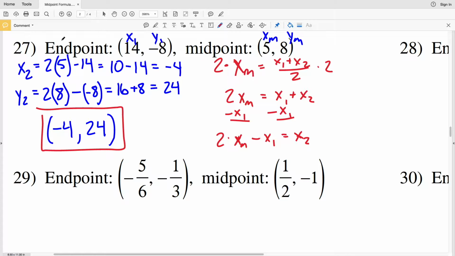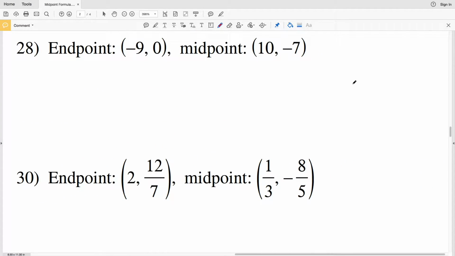So let's continue using this way, since our midpoint formula is written in a way that's equivalent to our endpoint. So again, remember x sub 2 and y sub 2. X sub 2 is equal to 2 times x sub m minus x sub 1, and then y sub 2 equals 2 times y sub m minus y sub 1.